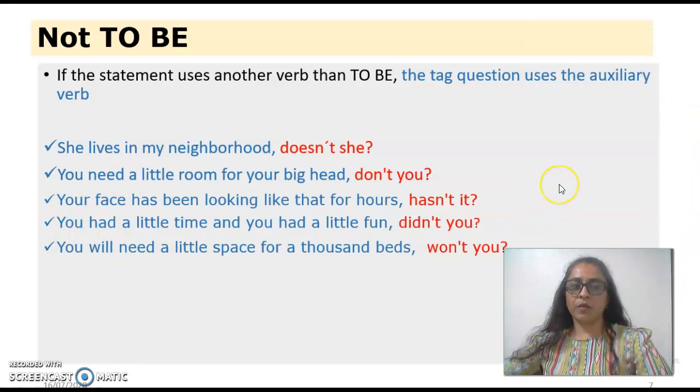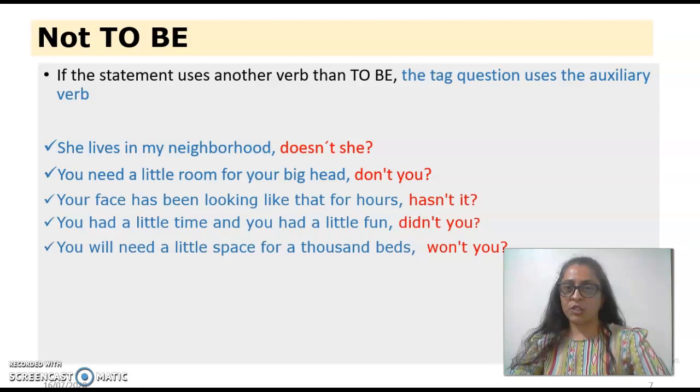Sometimes we don't use to be. Sometimes we use other verbs. If the statement uses another verb than to be, that type of question uses the auxiliary verb of that verb in the tense that the statement suggests. We have this first example. "She lives in my neighborhood, doesn't she?"